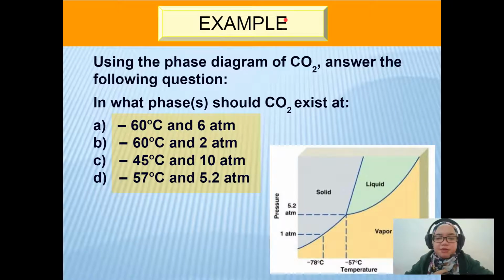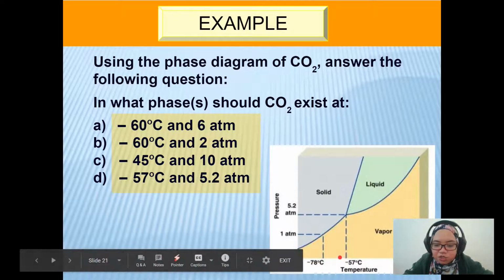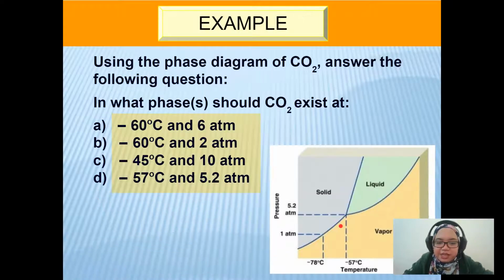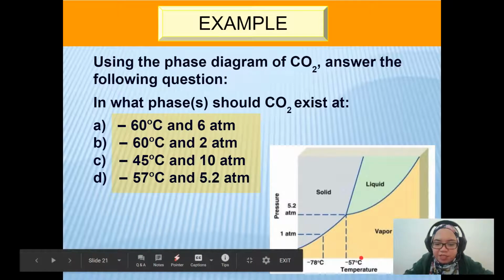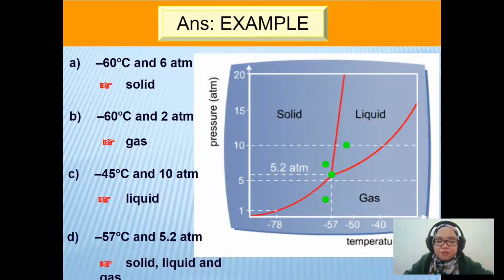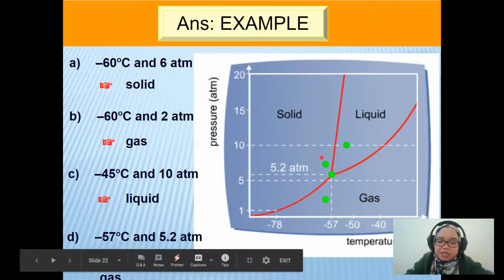Okay, using the phase diagram of carbon dioxide, answer the following question. In what phase should carbon dioxide exist at negative 60 degrees Celsius and 6 atm? So if we look here, negative 60 probably should be here, 6 atm probably should be here. So, solid phase. Am I right? Okay, negative 60 degrees Celsius and 2 atm. Probably here. Gas phase, I think? Yes, true. And then, negative 45 and 10 atm. Negative 45 kat sini, 10 atm probably kat sini. Liquid. So, negative 57 and 5.2: solid, liquid and gas. Betul tak? Yes, betul. Okay, so kalau awak tengok kat sini jawapan dia dah label dah dekat sini point-point dia.